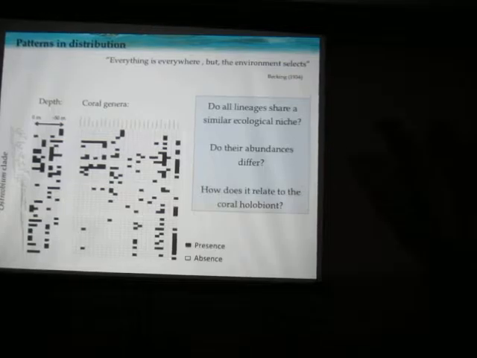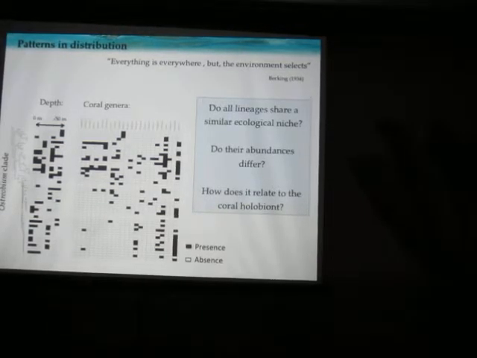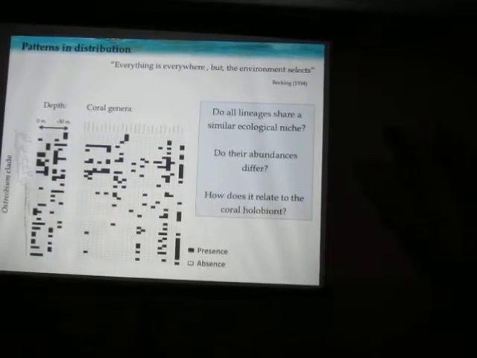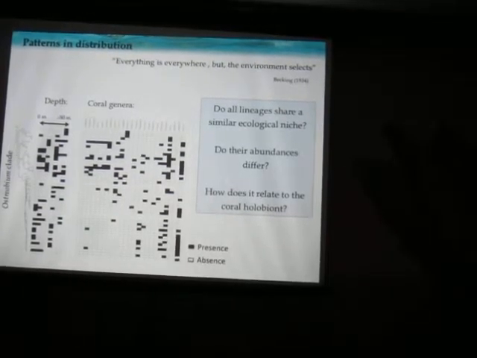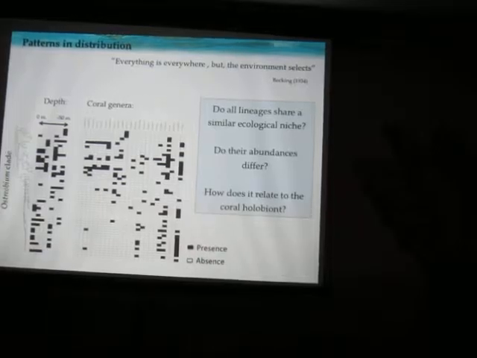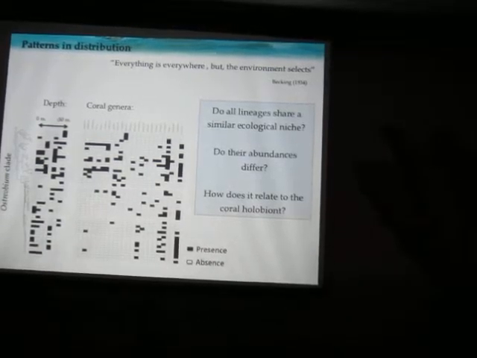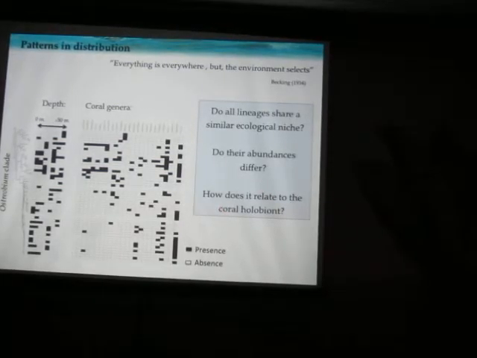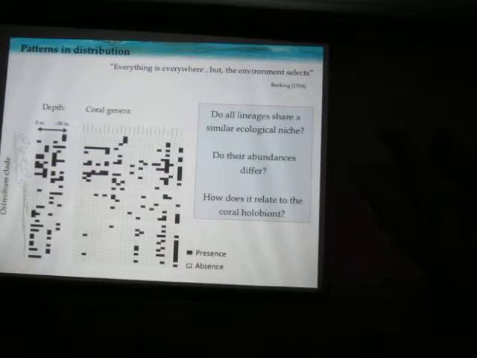But not completely unexpected, because it has been shown in previous studies that what actually changes with environmental gradients is not the presence or absence. They are generally everywhere. What changes is their abundance. So this just raises more questions: does this lack of a pattern occur because they share the same ecological niche, or do their abundances differ? And how does it relate to the coral holobiomes, especially?